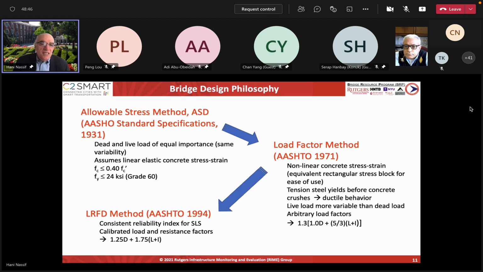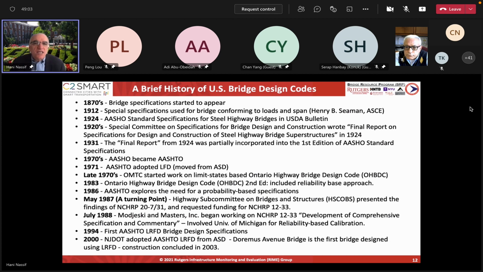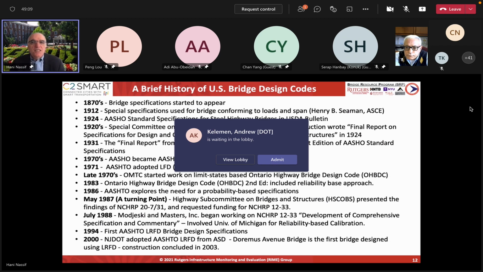So in 1987, I worked with my advisor, Professor Andy Novak, and we did the calibration of the Canadian code, the Ontario Highway Bridge Design Code. And that code was the first reliability-based code. The first edition came out in 1983. The second edition came out in 1989.